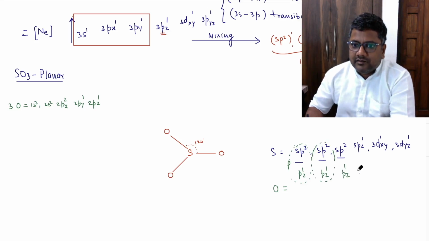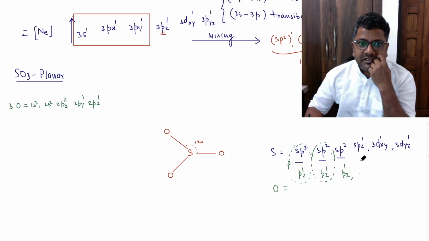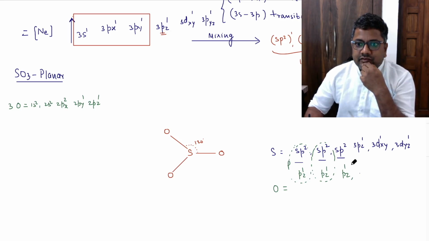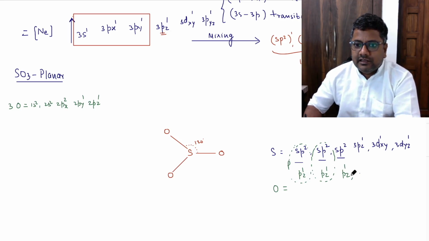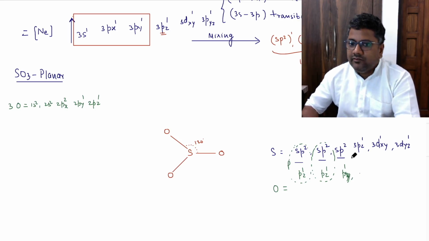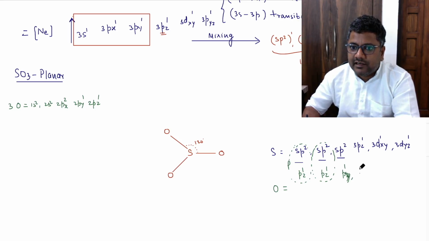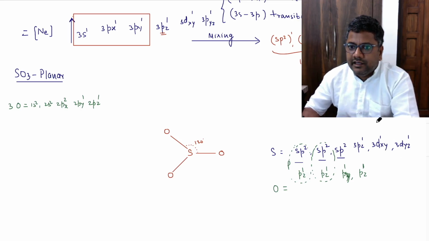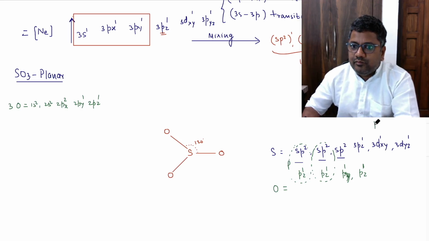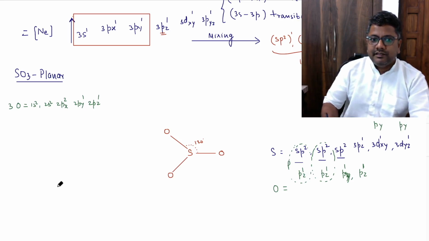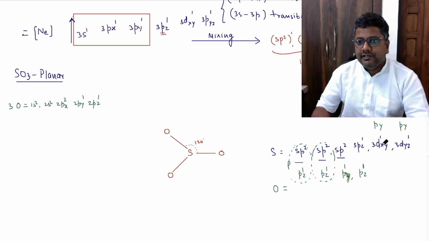Now one oxygen atom, pz. So we can say one atom py overlaps here. Py overlaps with this and forms sigma bond, and pz is left here to form the sigma. And here py and py. So see dxy. See dxy.